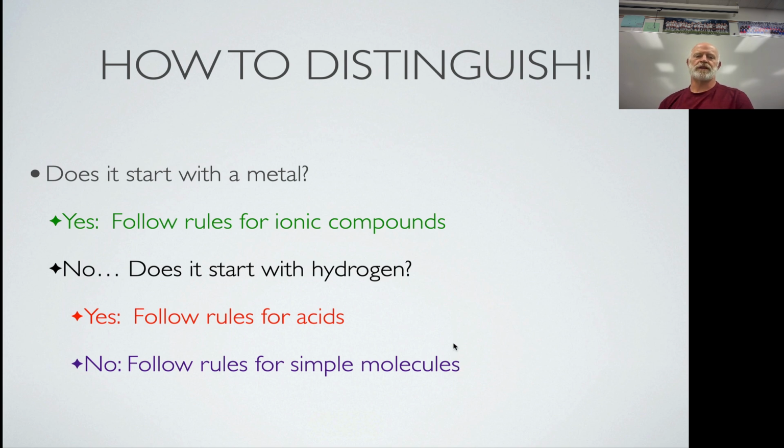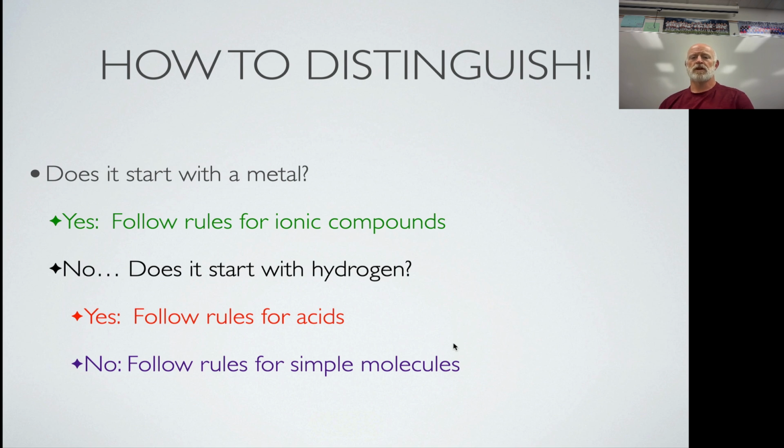So those are our 3 basic questions or 3 different steps that we want to take a look at to how do we distinguish what a substance is, okay? If it starts with a metal, we got an ionic compound. If it starts with hydrogen, it's an acid. And if it starts with any other non-metal, we're going to deal with them as simple molecules.